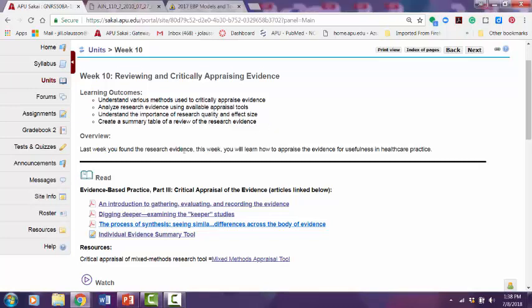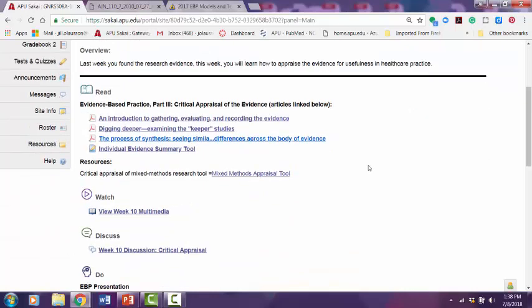So last week you found the research evidence. This week you're going to appraise it and see, should we use it in practice? So there are some great articles for you to look at this week.